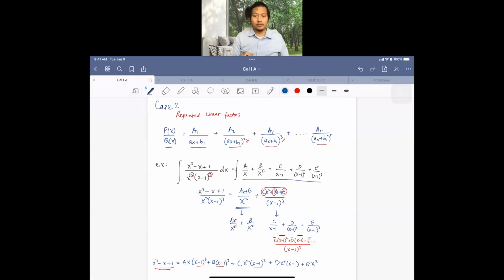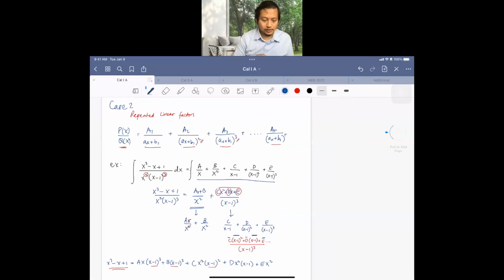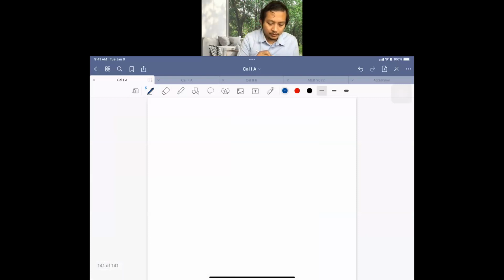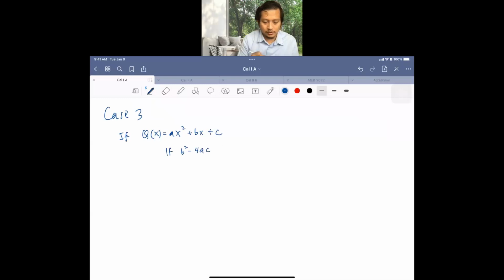All right, and move to sections. So case 3. If we have a quadratic equation ax squared plus bx plus c, and if b squared minus 4ac is less than 0, we also call this D, or the determinant, right?